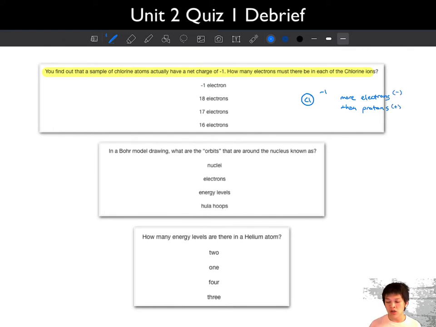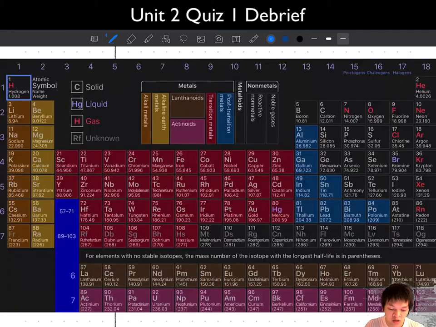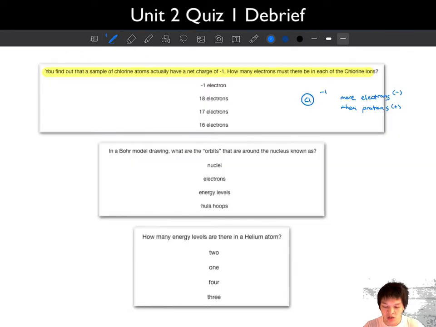Okay, well, do we know how many protons there are in chlorine? We should be able to figure that out, because chlorine's identity means that it has a certain number of protons. Chlorine specifically has 17 protons, according to the periodic table. So if we know that there are 17 protons, how many electrons are there? Well, we know that there has to be one more electron than there are protons to have a net charge of -1. So one more than 17 has to be 18. There's got to be 18 electrons here.